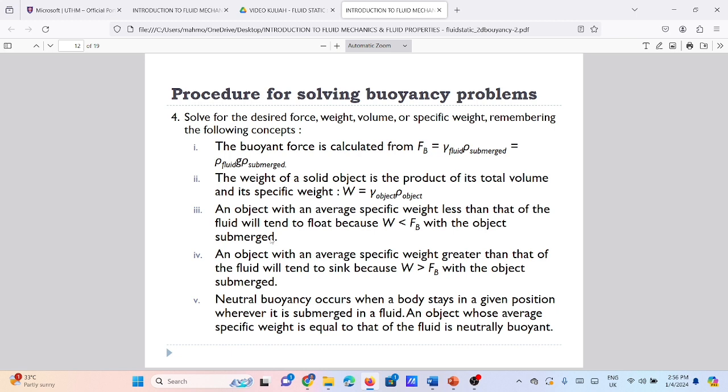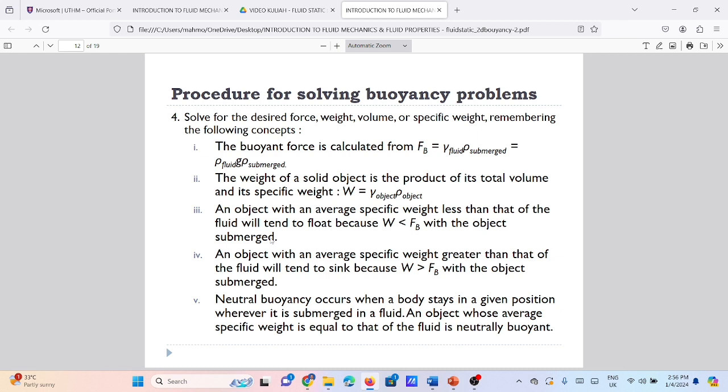Number one, the buoyant force is calculated from FB is equal to gamma fluid times the volume submerged, which is equal to rho fluid times g times the volume submerged. Number two, the weight of the solid object is the product of its total volume and its specific weight, which means that W is equal to gamma times volume.